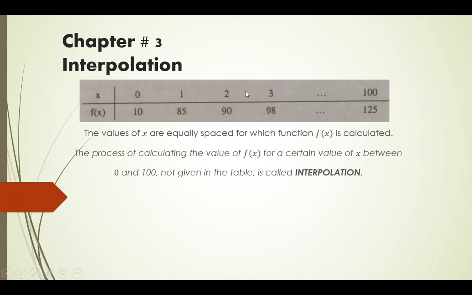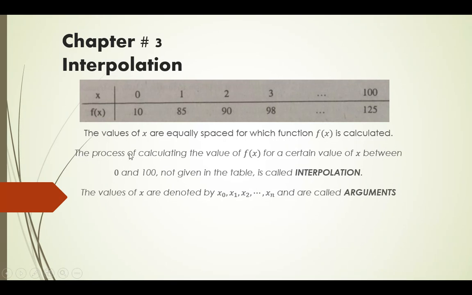So if we want to calculate f of x for the value of x which is somewhere here, not outside these values, not 101, not here -1, but between somewhere here, some value of x which is between 2 and 3, or 1 and 2, and so on. So this is what is interpolation.